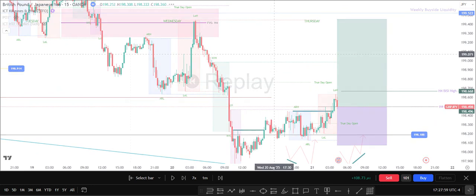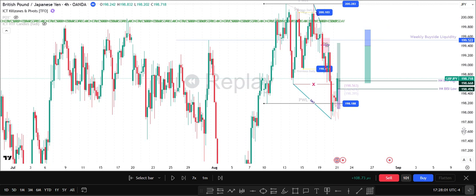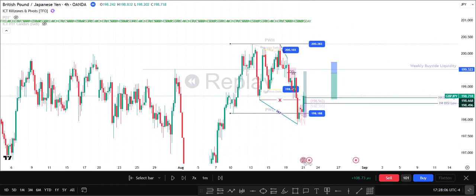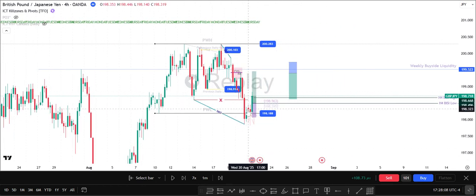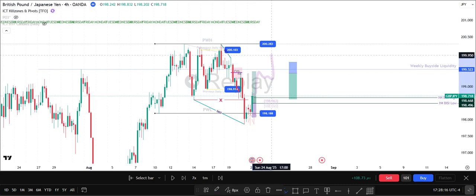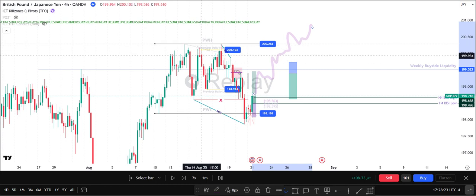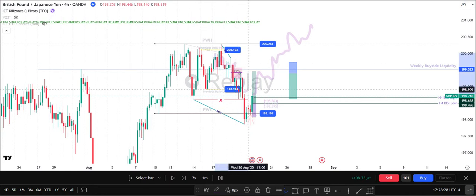So if we go to the 4H, you can see the previous week's high. So this is the previous week's low is taken here. So expect price to pretty much go and take the liquidity here, because price opened like around this area. So from Monday, Tuesday, Wednesday, it has just been coming down. That is why I am changing it.